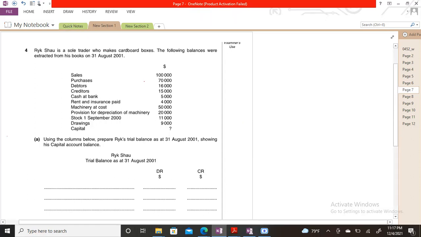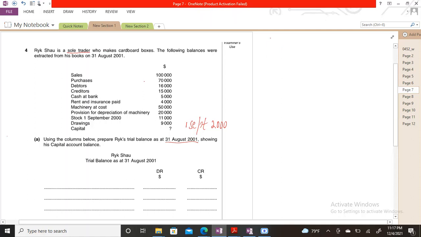First of all, Rick is a sole trader. Sole trader means just one owner, a single person who is running the business. His accounting year is ending on 31st August 2001. So exactly calculate the 1 year: the starting date of the business is 1st September 2000, and the ending date is 31st August 2001. Exactly 1 year.